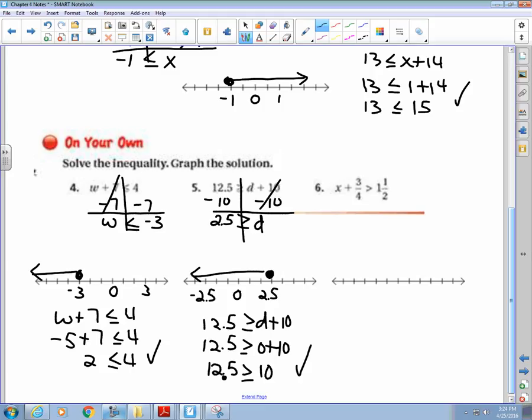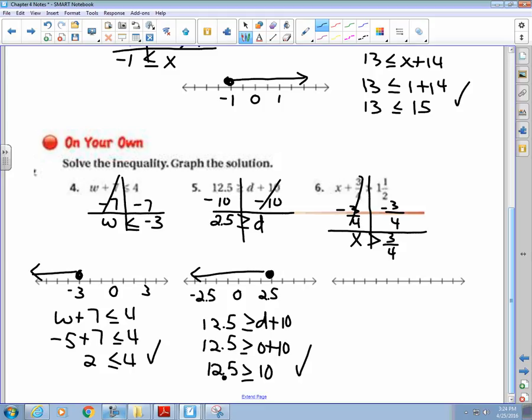And then the last one, x plus 3/4 is greater than 1.5. So I see the variable on the left side. I've got this plus 3/4 that I need to get rid of, so I'm going to subtract 3/4 from both sides of my inequality. On the left side, the positive 3/4 and the negative 3/4 cancel out to 0. I'm left with just x. Keep my inequality symbol, greater than. 1 1/2 minus 3/4 in your calculators will give you 3/4. So I have x is greater than 3/4.